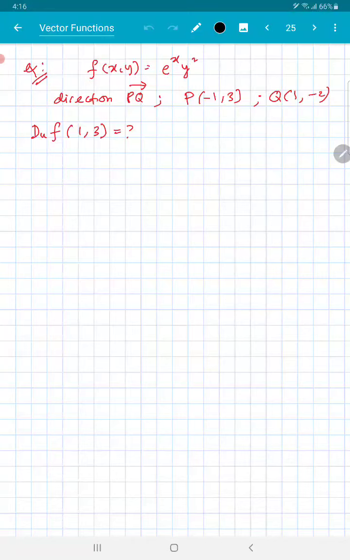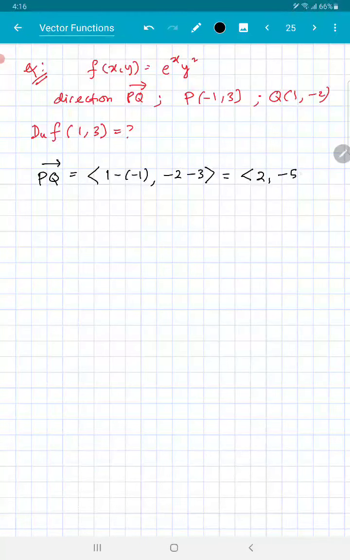We want the directional derivative of f in the direction of u. Well, it says direction of PQ, so we have to find PQ first. PQ is the direction that we want. To find vector PQ, you take the endpoint minus the starting point. So the x component would be 1 minus -1. The y component would be -2 minus 3. So vector PQ would be (2, -5).